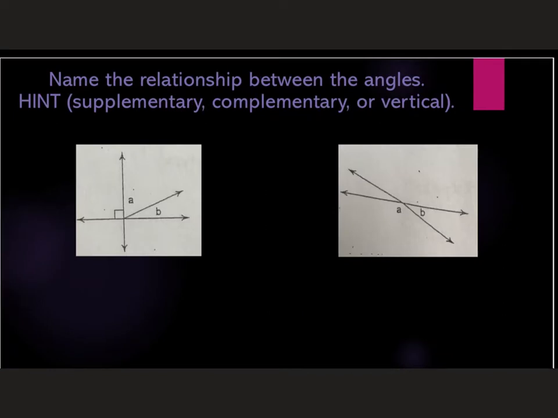All right, next one, we are naming the relationship between the angles that we see. So if you notice this first one, it's talking about the angle relationship between A and B. Well, that right there makes a 90-degree angle. Remember, we never do assume that it's 90, but on the left-hand side, they give us our little box that lets me know this is a right angle. So two or more angles that add up to 90 degrees are complementary.